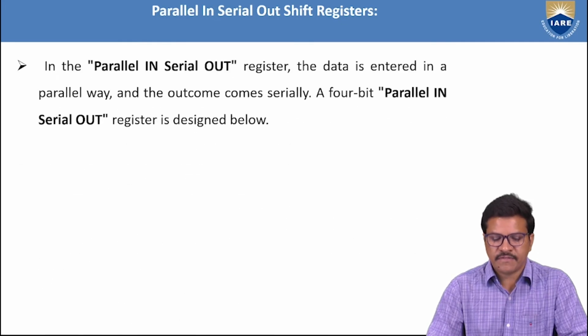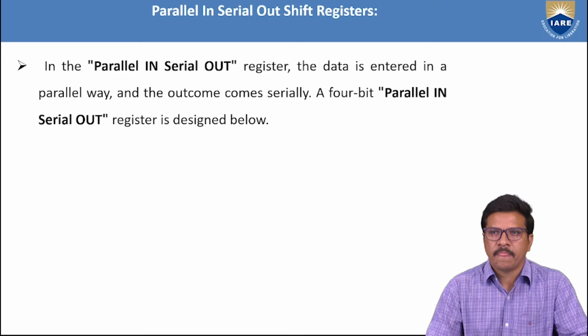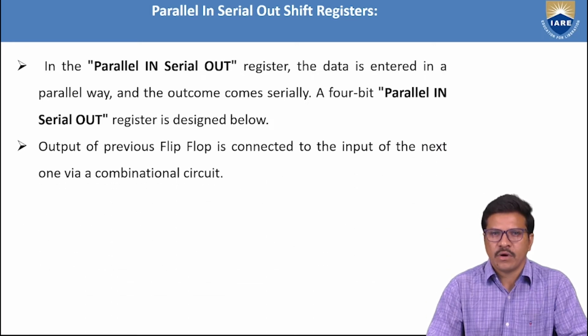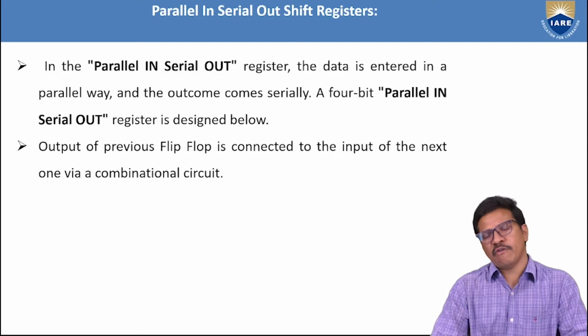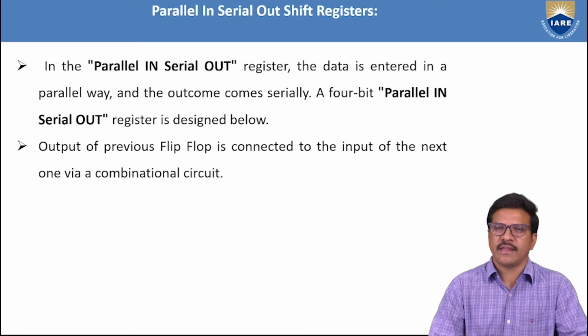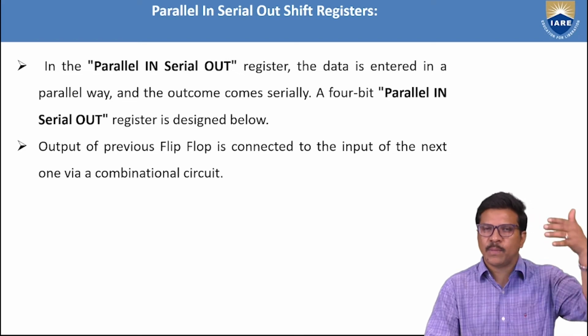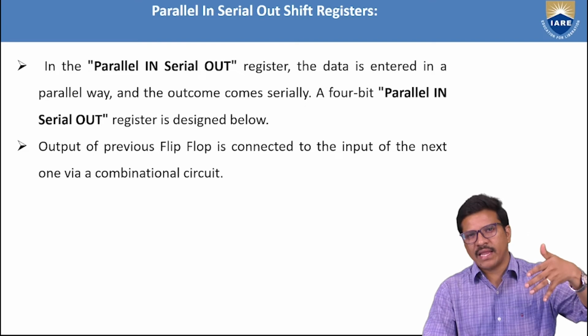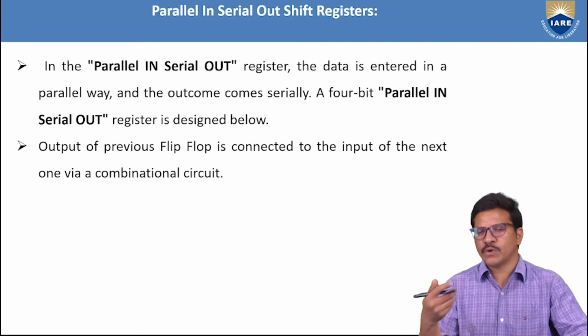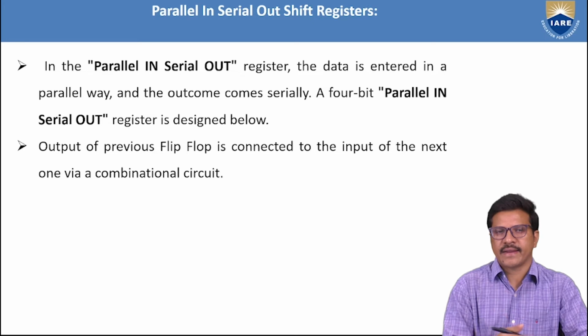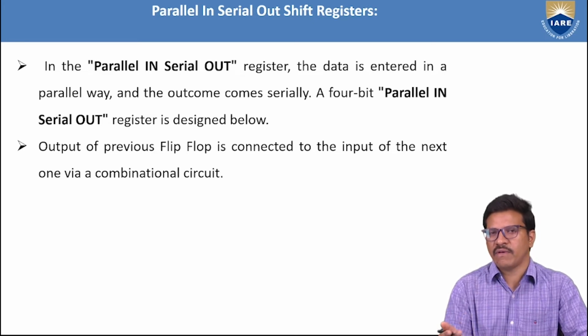In the parallel in serial out shift register, in this case the input is provided in parallel and we collect the data in serial mode. The data is entered in a parallel way, and the output comes out serially. The output of the previous flip-flop is connected to the input of the next flip-flop because we need to collect the serial output. Of course we are providing the input to each flip-flop in parallel, but collecting the data serially. So one flip-flop output must be connected to the input of the other flip-flop.